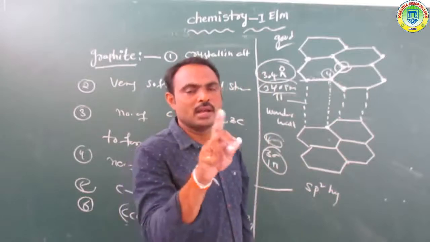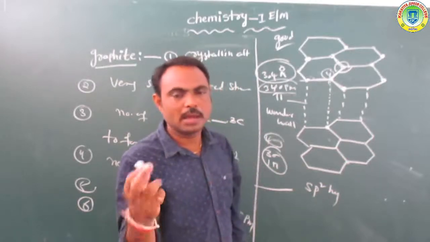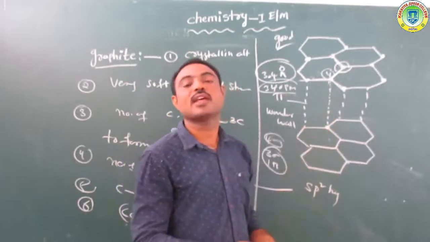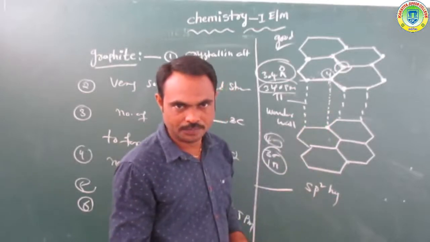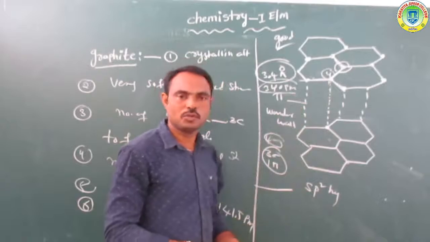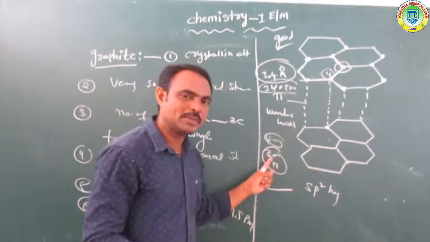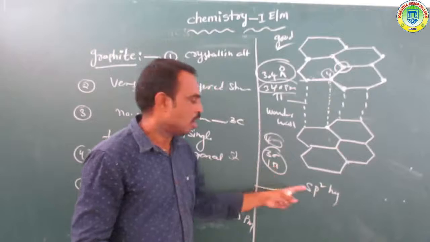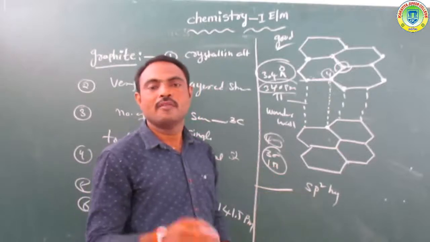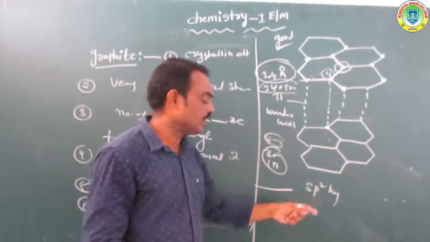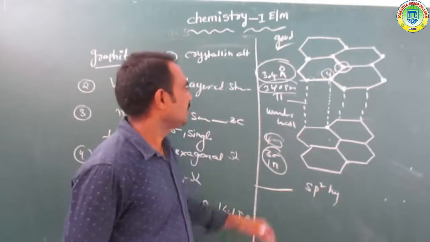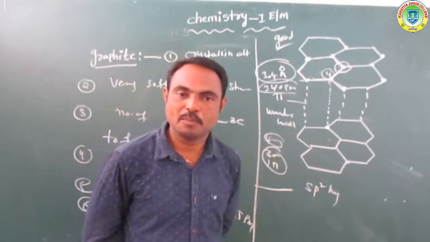Sigma bond is a strong bond. Pi bond is a weak bond. So it is a weak bond or weak van der Waals forces. So it has how many sigma bonds? 3 sigma bonds and 1 pi bond. What is the hybridization? sp2 hybridization. Okay, it is very important from the exam point of view.